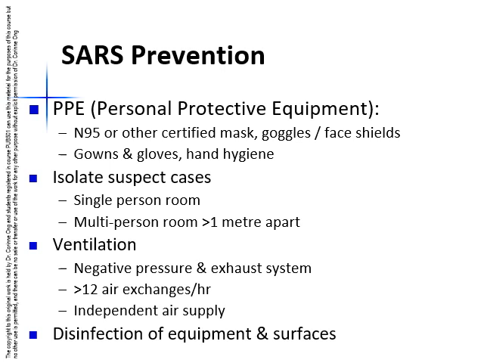Suspect cases need to be isolated in single occupancy rooms or separated by more than 1 meter apart if this is not possible. Negative pressure ventilation and exhaust systems should be used with more than 12 air exchanges per hour. There should be an independent air supply. All equipment and surfaces should be disinfected.